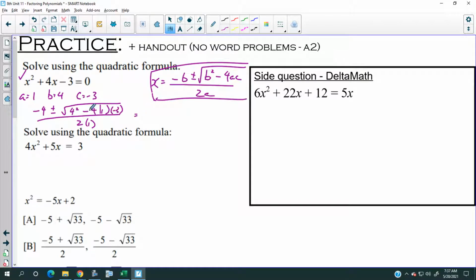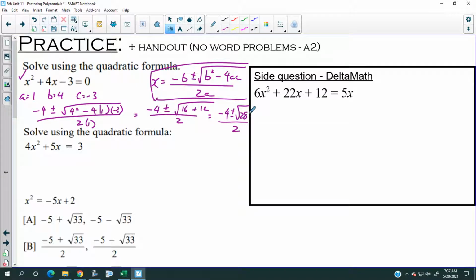Negative 4 plus or minus. Now 4 squared is 16. Negative times negative is a positive, 4 times 3 is 12, over 2. So far so good, right? Negative 4 plus or minus the square root of 28, over 2. If you look at the discriminant, the square root of 28, we're looking at either a decimal or a radical.